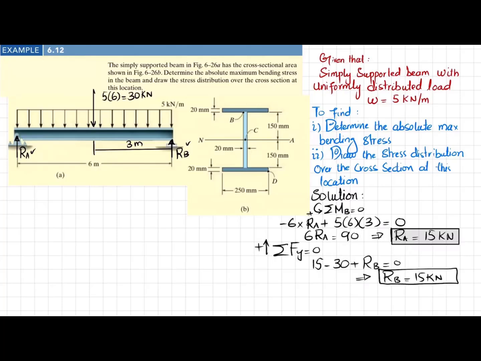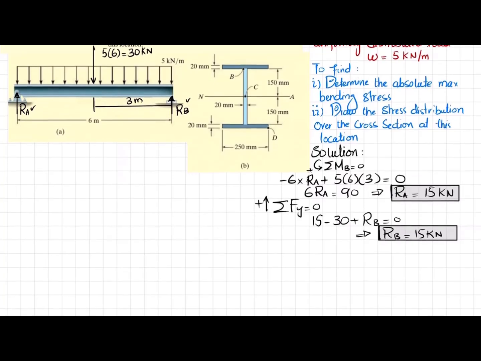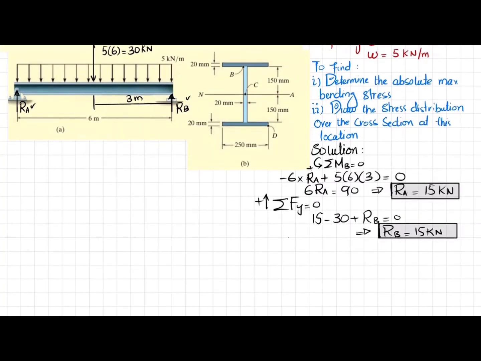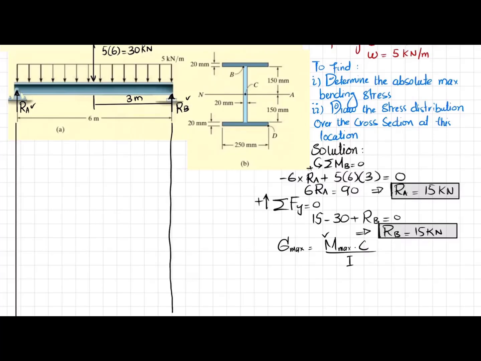Now that you have RB, you will move toward drawing the shear force and bending moment diagram. Why? Because we know that the maximum stress is equal to the maximum bending moment times c divided by I. So we need the maximum bending moment. That's why we will draw the shear force and bending moment diagram. You have to draw vertical lines from the ends of this beam, and first you will draw the shear force.